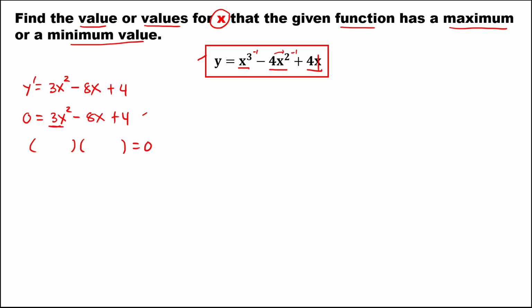The factors of 3x squared are 3x times x, and the factors for positive 4 are 2 times 2. Since the middle term is negative, therefore all negative. So we have negative 2x, negative 6x, that's negative 8x. Then to solve for x, equate this to 0. So x minus 2 equals 0. Then we have 3x equals positive 2.